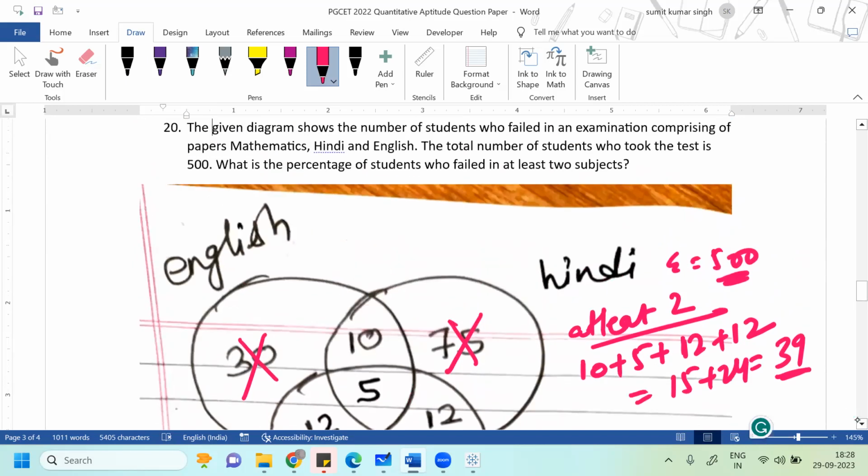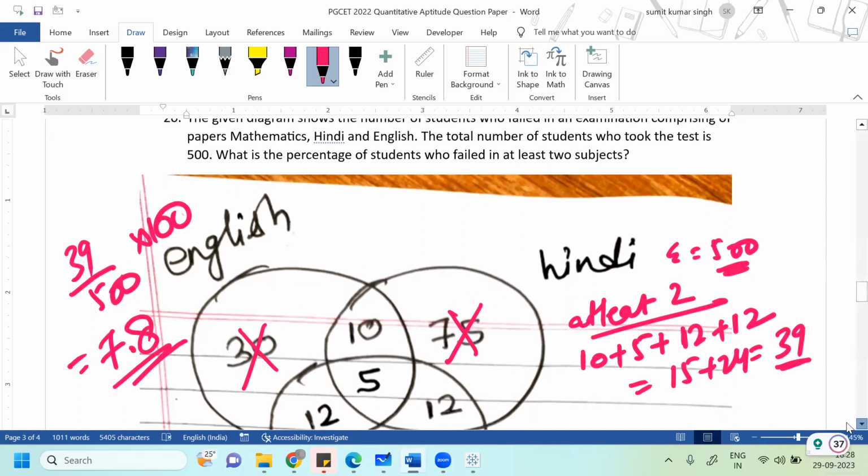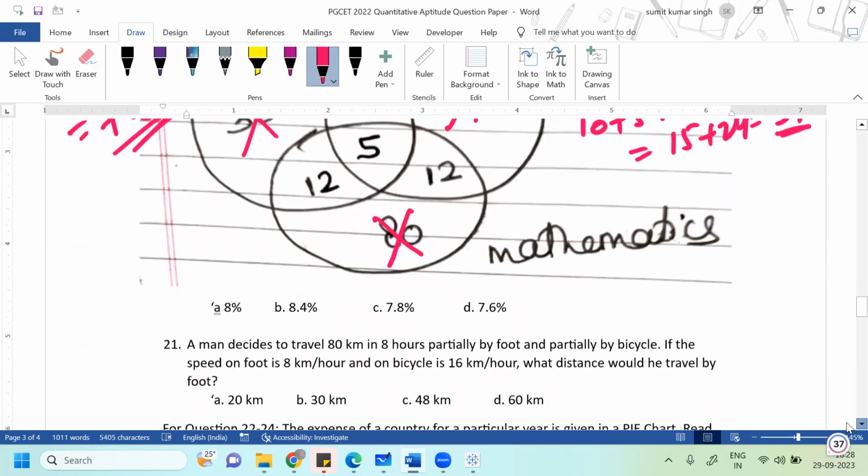Let me again read. Find the students who failed in at least two subjects. So 39 by 500, if you convert into percentage, this would be 7.8%. Let me see the option. 7.8%. Simple question.